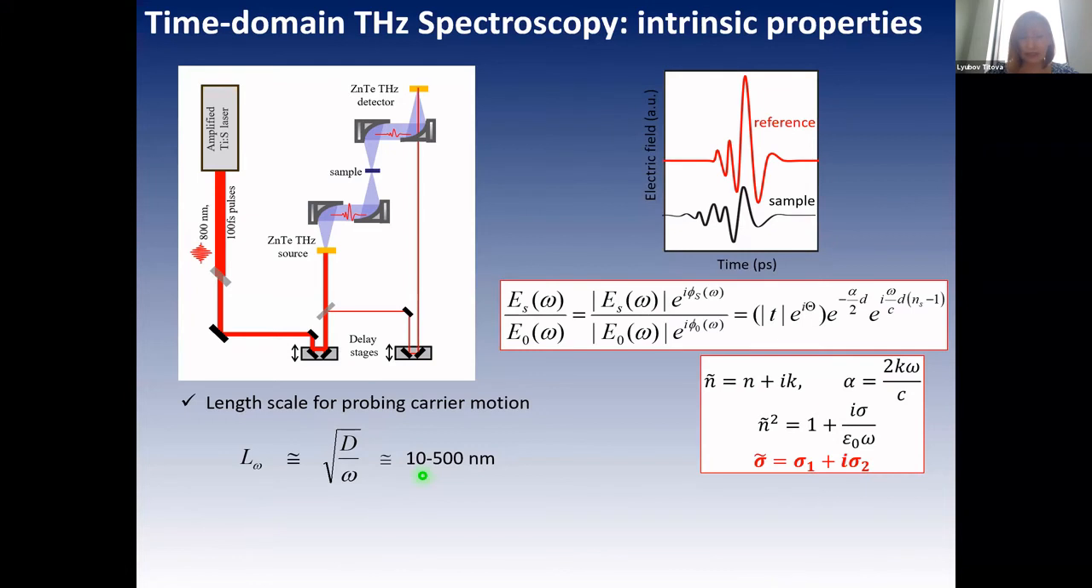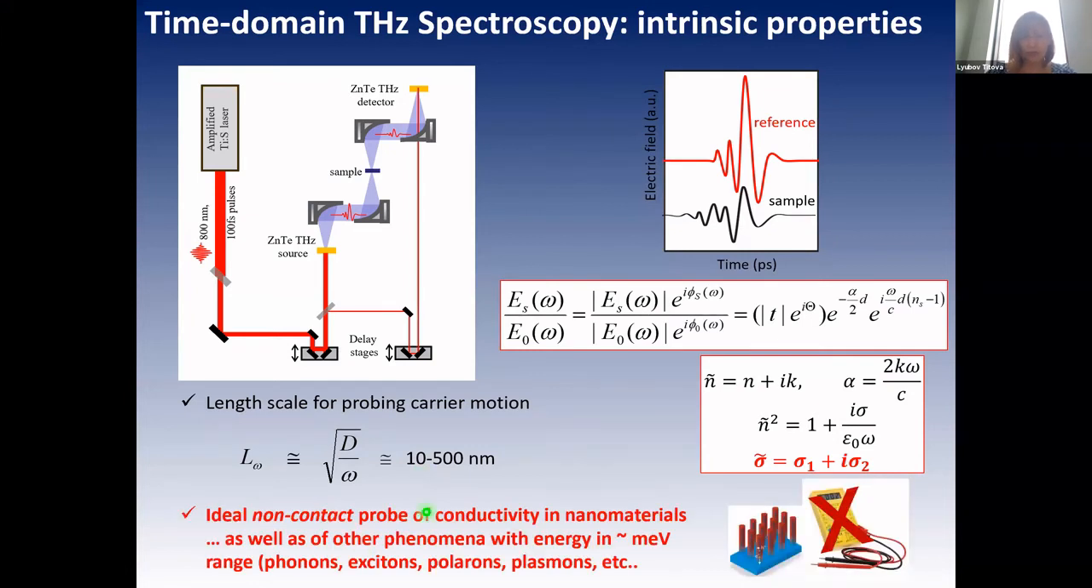So all of this combined gives us this approach as a nearly ideal non-contact probe of conductivity, which is very useful for nanomaterials where we would not like to apply electrical contact.